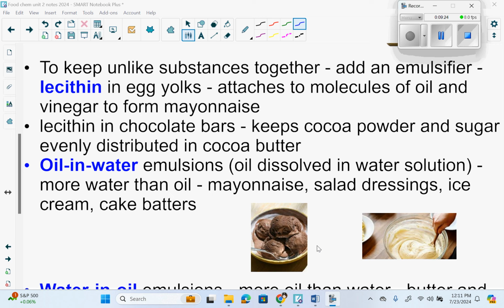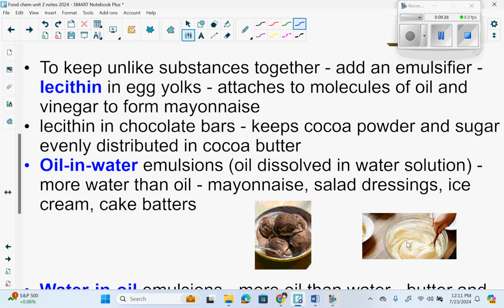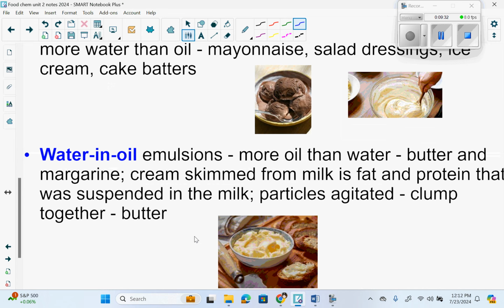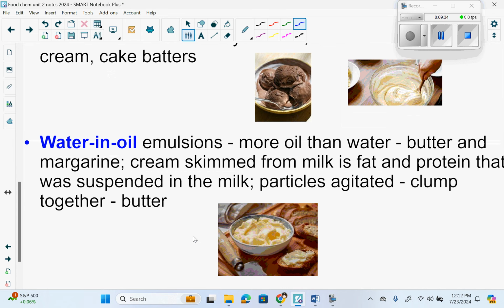This is something like mayonnaise, salad dressing, which we've seen, but how about your ice cream, right? And your cake batters? Then you have your water in oil emulsions. So there's more oil than water. Butter and margarine would fit into this group.